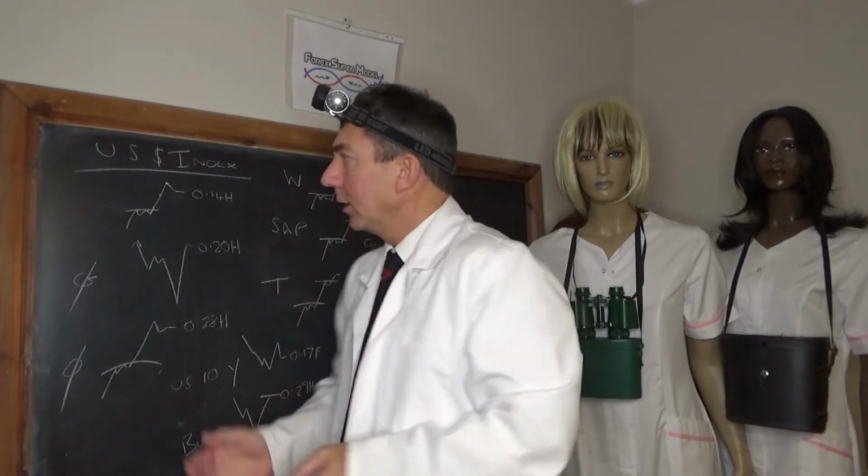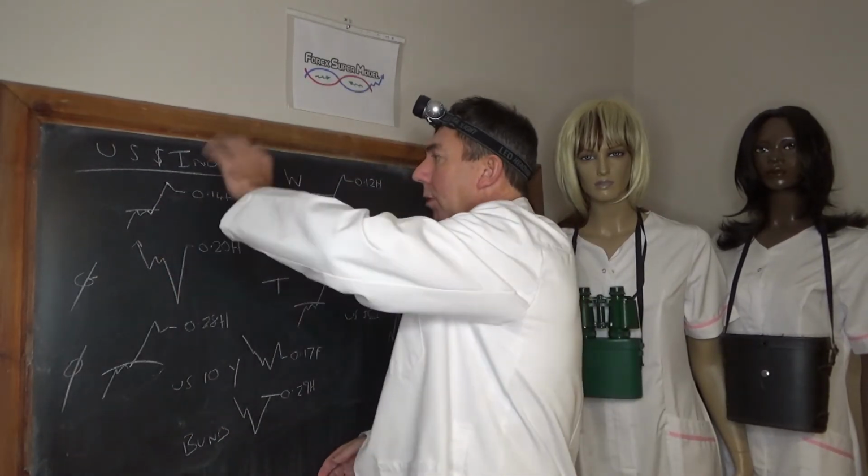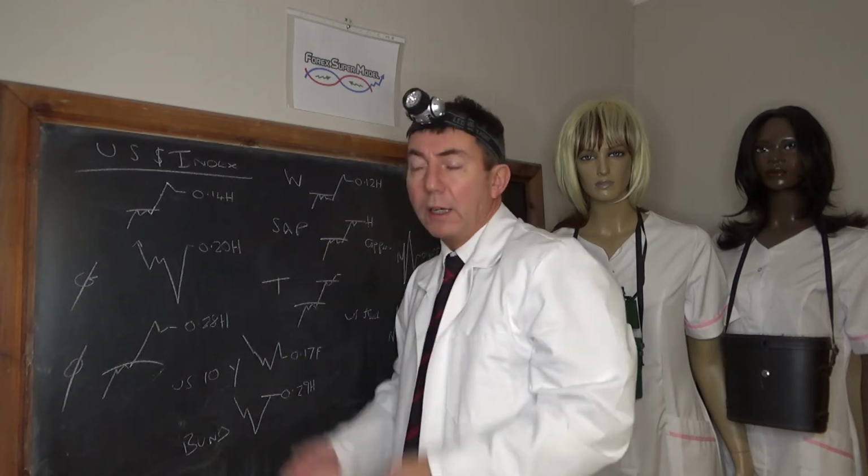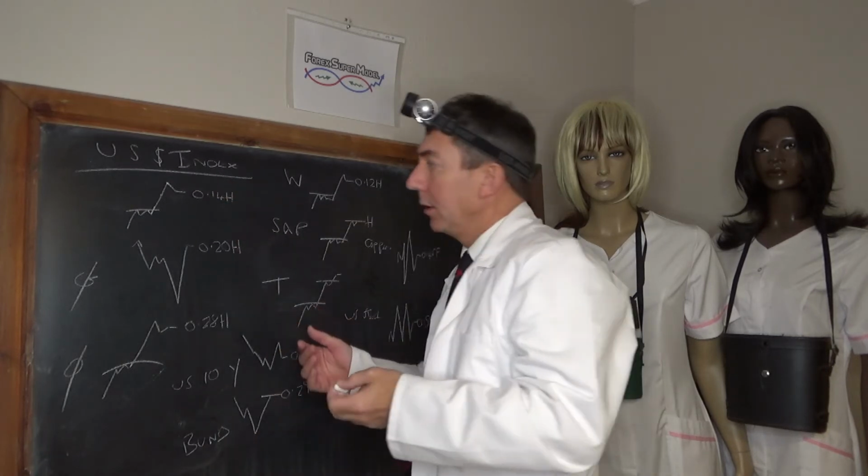Right, we've written up the asset classes then. So US dollar index has done a big break. It's come back. It's 0.14 from the high, 14% off the high. Thinking about going back up again.